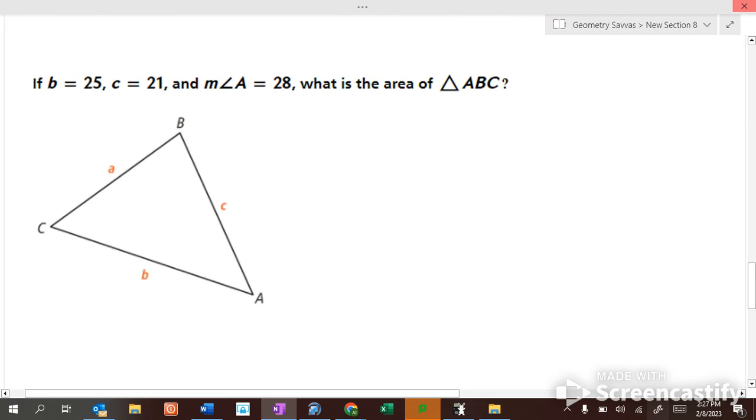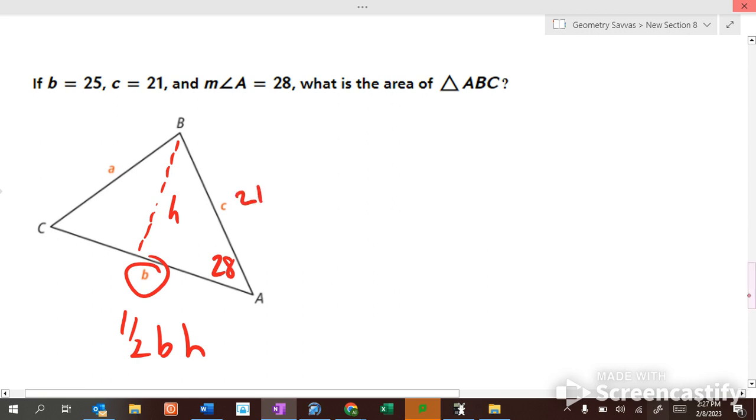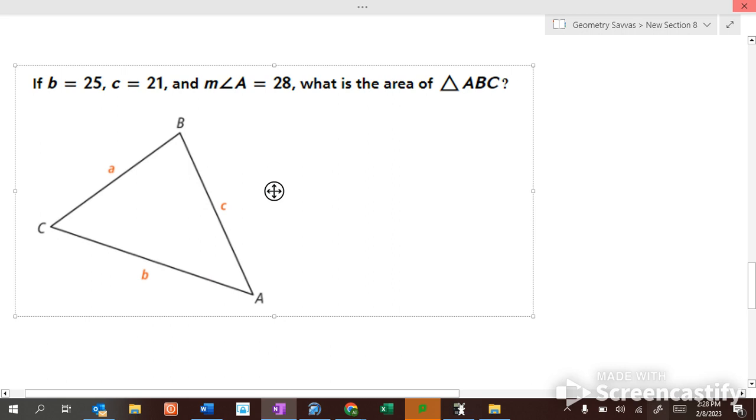All right. Last thing we're doing today is area. Now, most times when we're finding the area of a triangle, we find the height and we go 1/2 the base times the height. And the base on this one is B, but the height, how do we find that? Well, if we know that this is 28 degrees, and we know this is 21, I know that the sine of 28 equals this over this. But we have a formula to make that a little bit quicker. It's called the side angle side area formula.